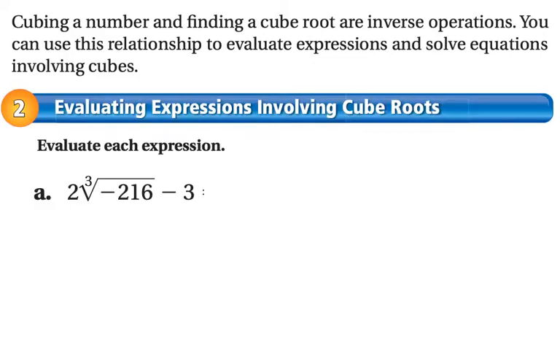So in our first example here, where we're evaluating expressions involving cube roots, we have this scenario where it says 2 times the cube root of negative 216 minus 3. And as I read that, it might be valuable for you guys to rewrite this just for clarity as you go to solve them. We have 2 times the cube root of negative 216 minus 3.